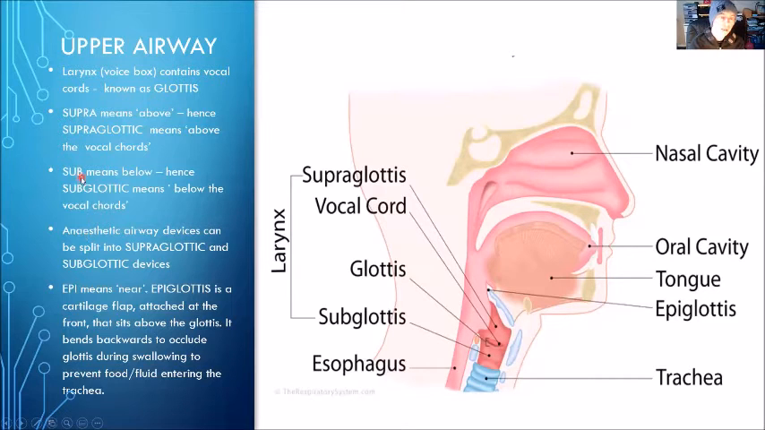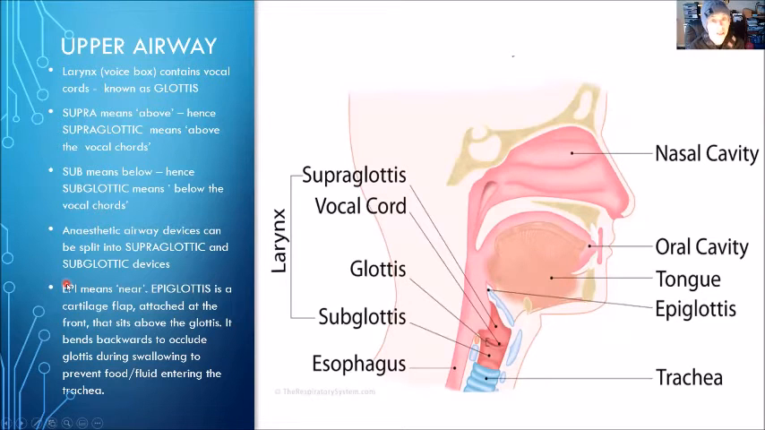Sub means below, subway, submarine, etc. So subglottic means below the glottis or below the vocal cords. So our subglottic airways will be the ones that are going to cross the glottis or go through the vocal cords and go down into the lower airway, into the trachea. So these terms are quite important insofar as they describe the types of airways that we use and how much protection against aspiration they offer.